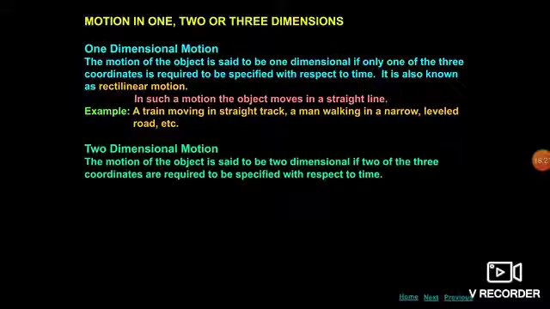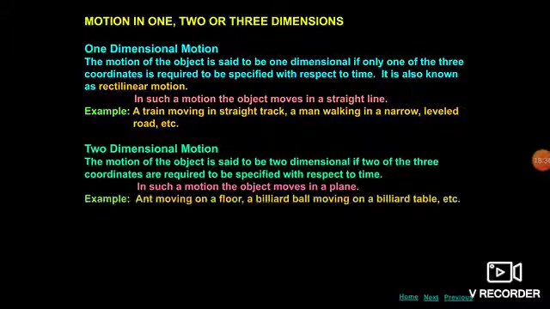Two dimensions, if we go. The motion of an object is said to be two dimensional if two coordinates are required to be specified with respect to time. In such a motion, the object moves in a plane. Example: an ant moving on a floor, a billiard ball moving on a billiard table, or a carom board you are playing. That is the same example.